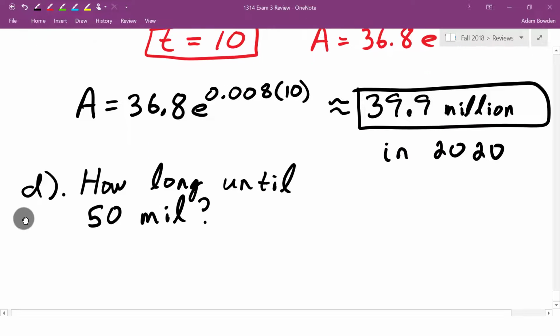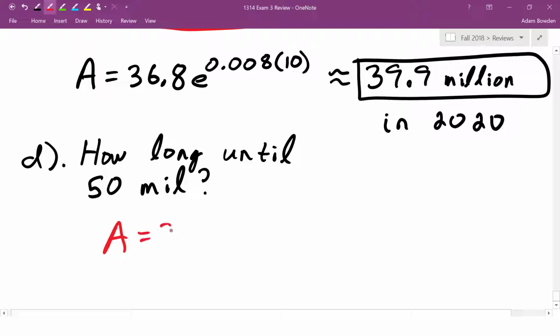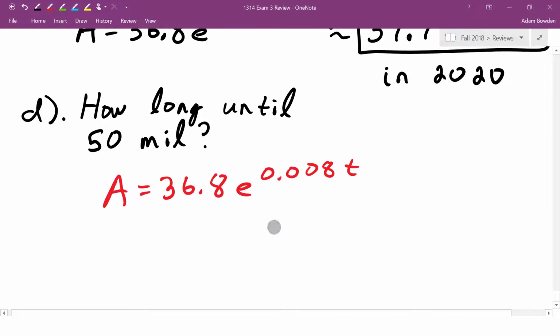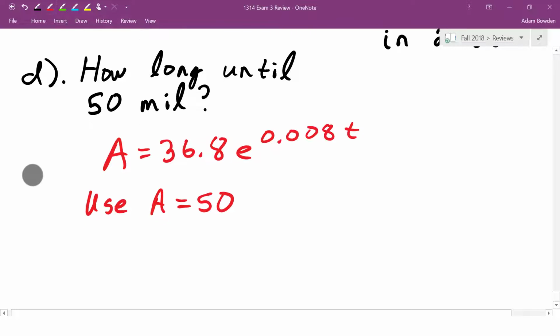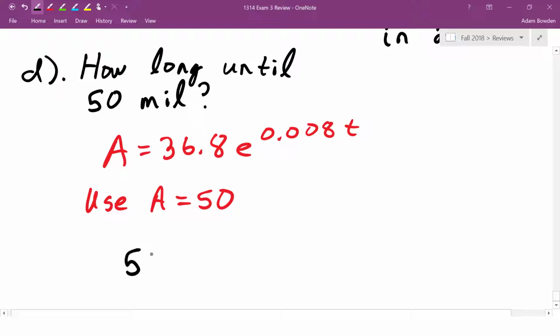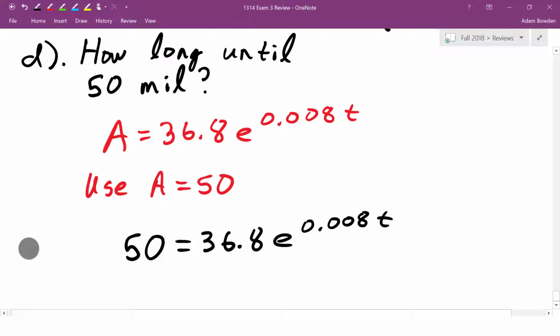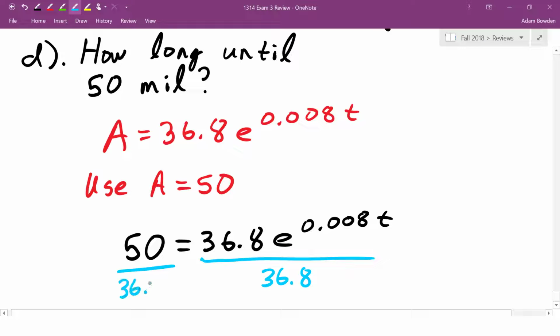Okay, in a situation like this, what we're going to do is take our function and we're going to use the number of the population for the number for A. So we're going to use A equals 50 inside of our function. And what that'll look like is 50 equals 36.8 e to the 0.008t. To solve for this, the first thing we need to do is divide out any numbers that are in front of e. So we're going to divide that to both sides.